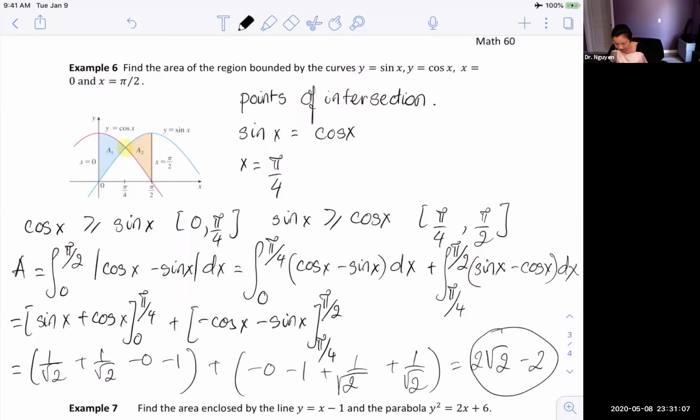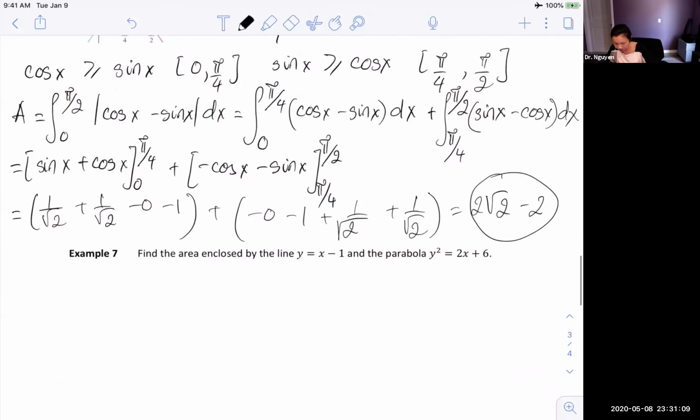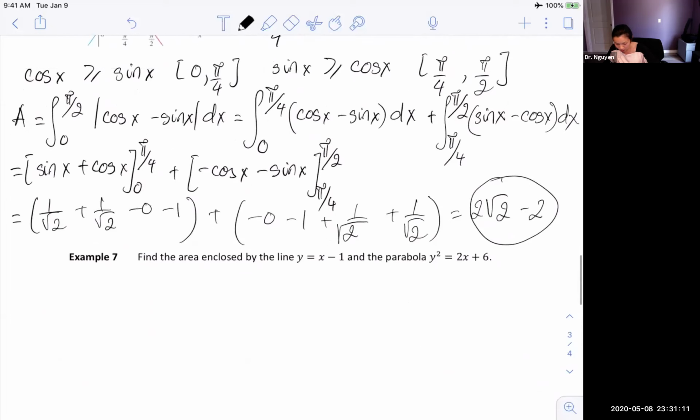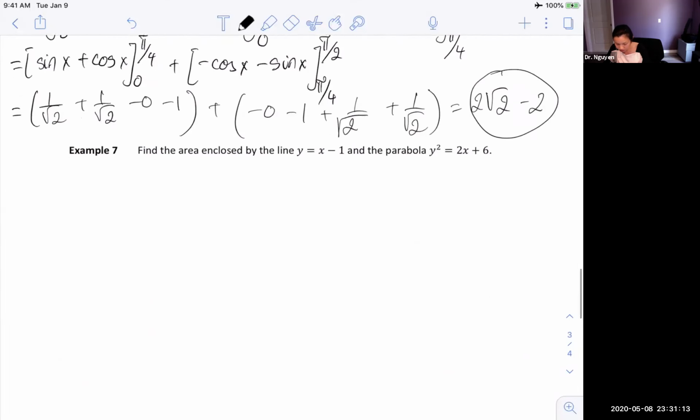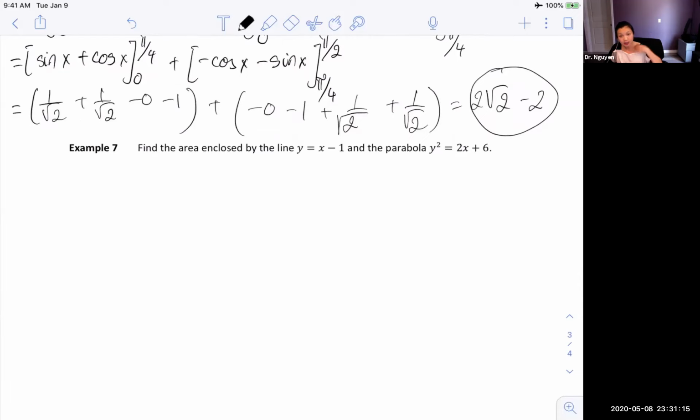All right, let's take a look at the next problem. The next problem, we have a line, a straight line, and the parabola. So let's try to graph it.